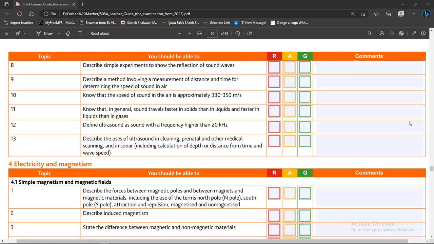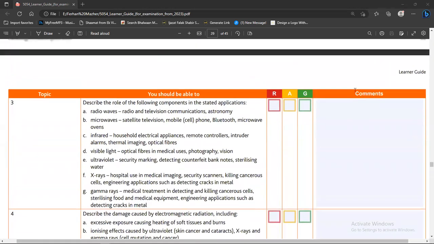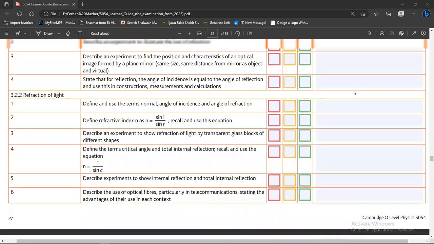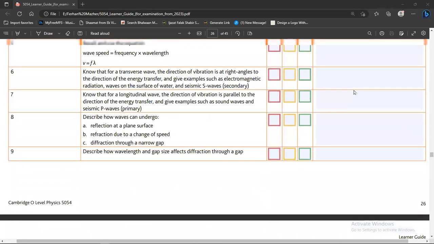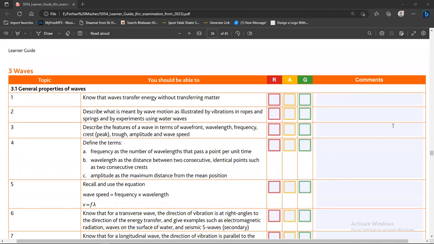So, my dear students, these are the revision checklists for the topic waves. This is topic number 3 from the syllabus of the Cambridge O Levels Physics 5054. I hope that this video will help you and you will be able to check whether your preparation is at what level.